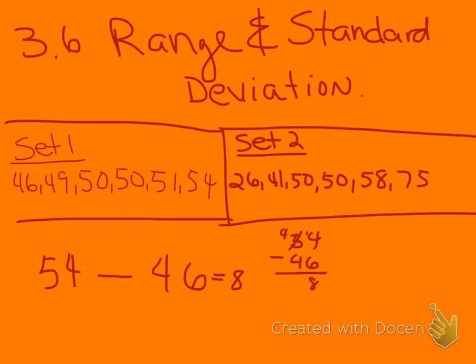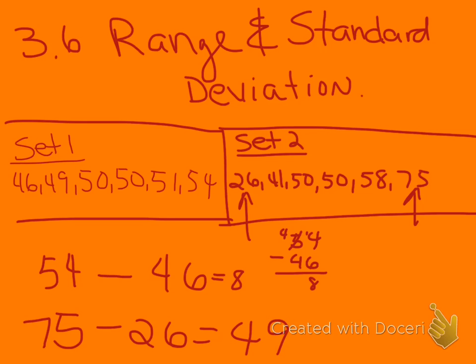Our range for the second one is going to have more of a spread. It goes from 26 all the way to 75, so we're going to take 75 minus 26. Hmm, 5 minus 6, we have to borrow, so that makes 15 minus 6 is 9. And the 6 minus 2 is 4. So 49. Okay, I hope that's all right.